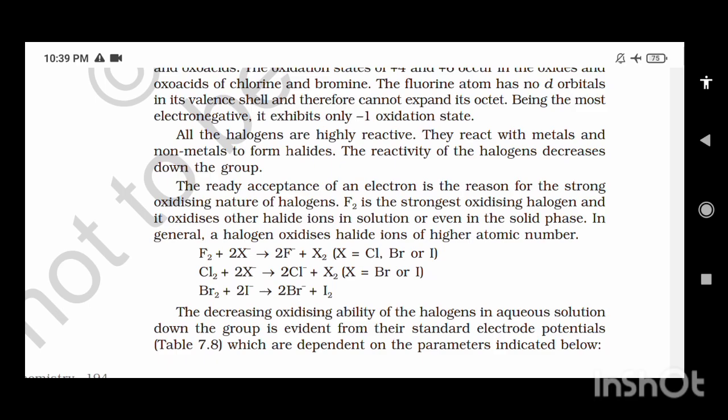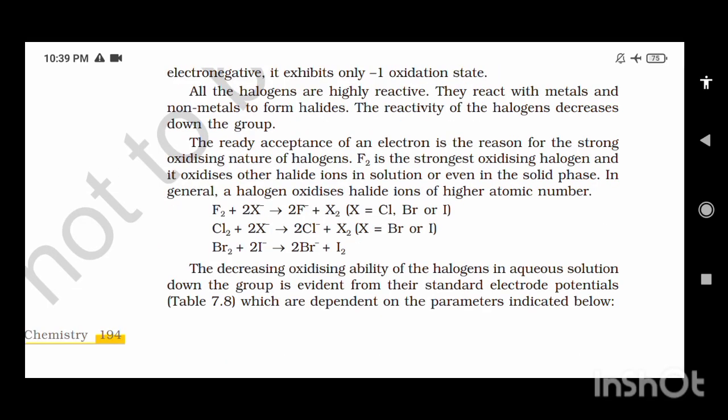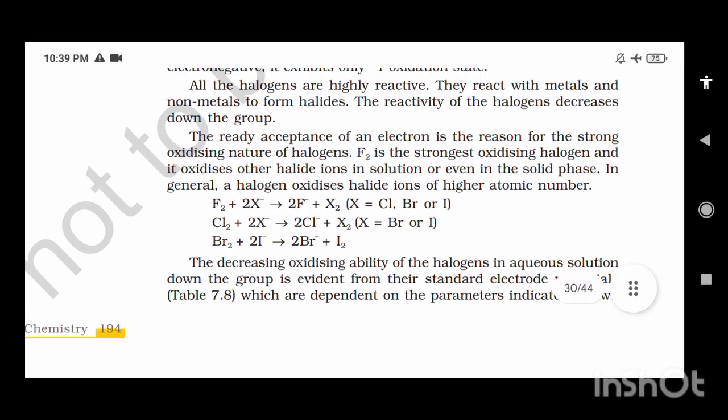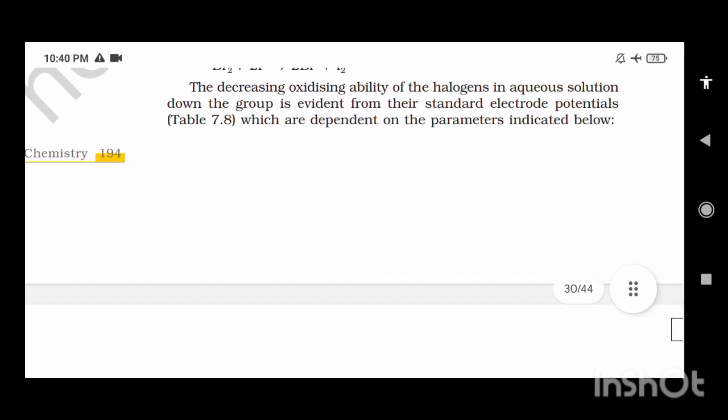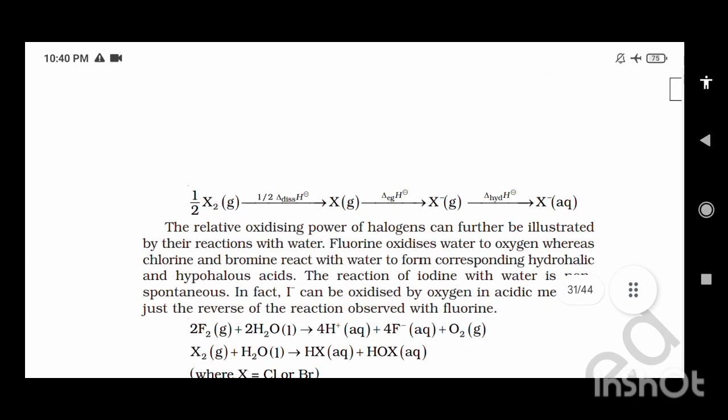Fluorine is the strongest oxidizing halogen and it oxidizes other halide ions in solution or even in the solid phase. In general, a halogen oxidizes the halide ions of higher atomic number. The decreasing oxidizing ability of the halogens in aqueous solution down the group is evident from their standard electrode potentials, which are dependent on various parameters.